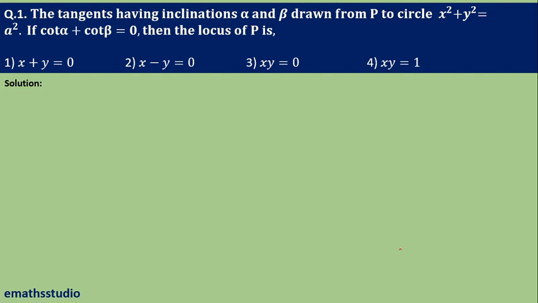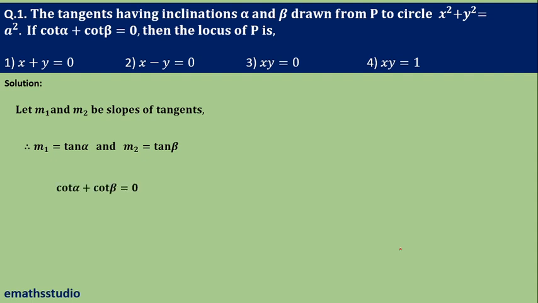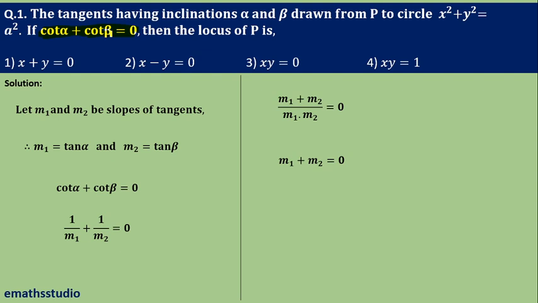So here I start with the solution. Let M1 and M2 be the slopes of the tangents. Now M1 is tan alpha and M2 is tan beta. They have given cot alpha plus cot beta is 0. That is the data given. Now cot alpha is 1 upon tan alpha. So I can write here 1 upon M1 plus 1 upon M2 is 0. In the next step, one can write (M1 plus M2) upon M1 into M2 is 0. So further this can be written as M1 plus M2 is 0.